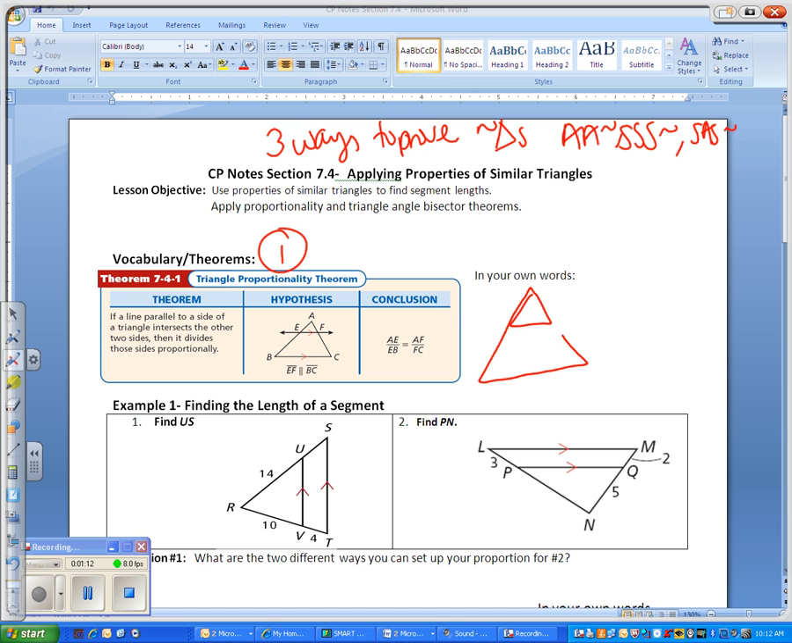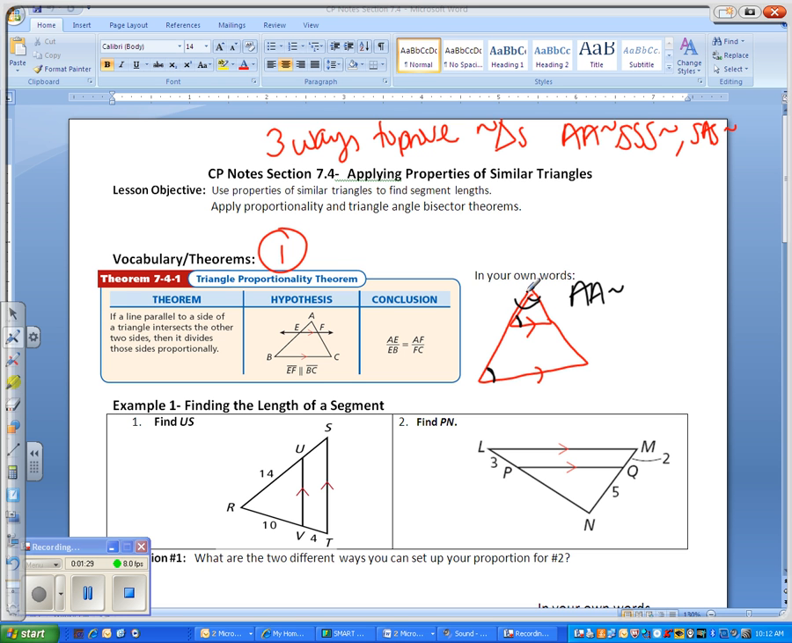because if these 2 sides are parallel, that means we're going to have corresponding angles that are congruent. So this angle will be congruent to this angle. And in both triangles, in this little one and this big one, they both share this angle. So those triangles are similar by angle-angle similarity.